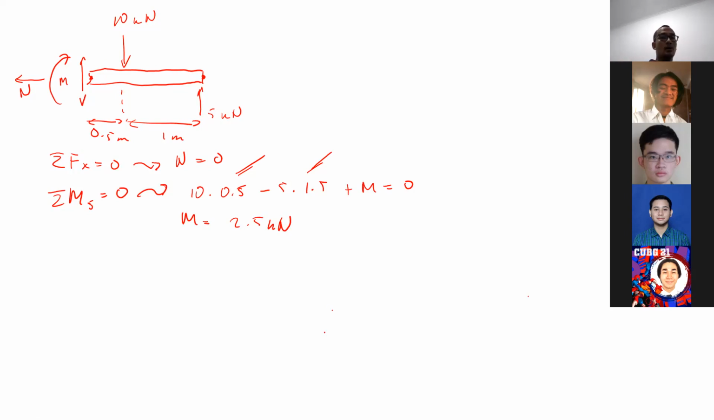And now, how about the internal shear force? How should we solve that? We can use sigma Fy. Yes, correct. Sigma Fy equal to 0. What will you have there? Minus 10 plus 5 plus V equals 0. So V there will be equal to 5 kilonewton. Oh, sorry, the moment is supposed to be 5 kilonewton meter.